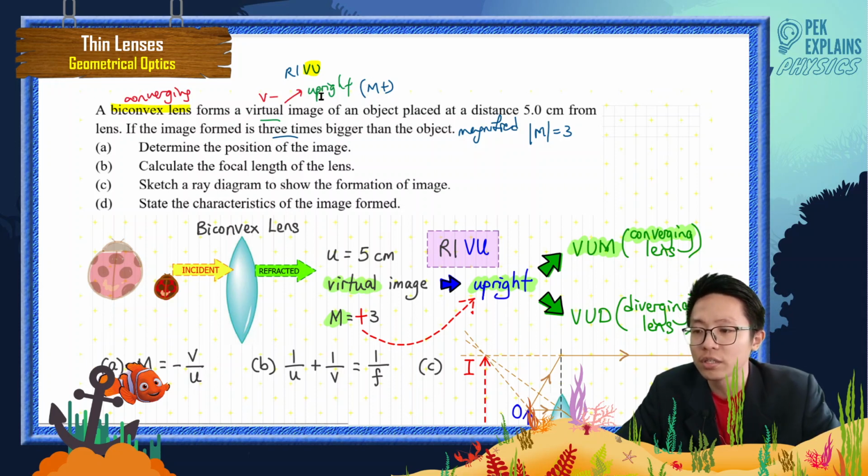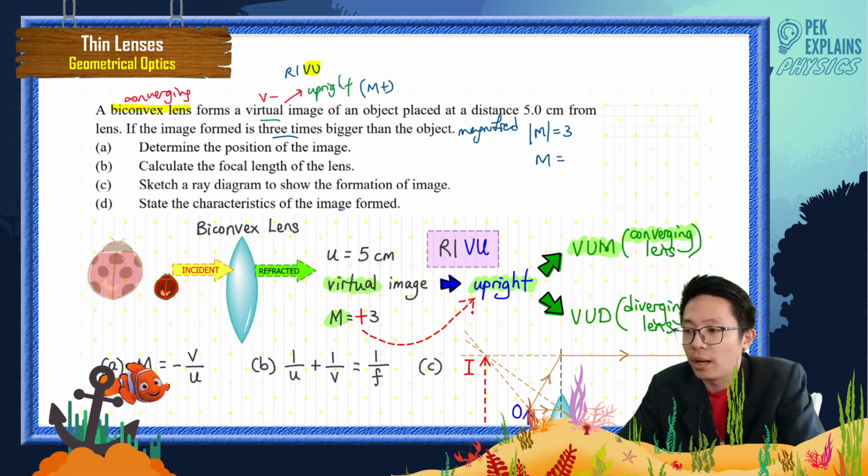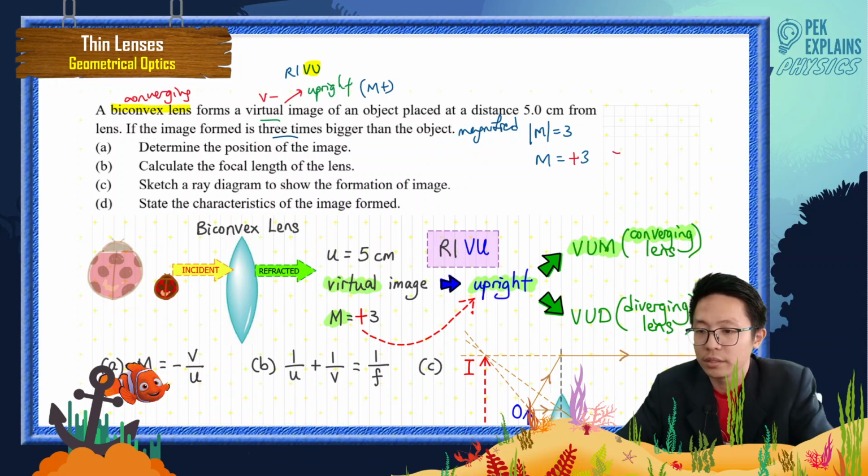Of course, virtual must be upright, isn't it? Virtual must be upright. So magnification must be a positive value. I can straight away put magnification equal to positive 3. Positive 3, not negative 3, which is wrong. So it must be positive 3, positive because it is upright.